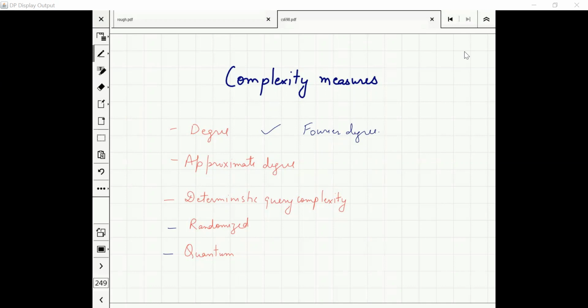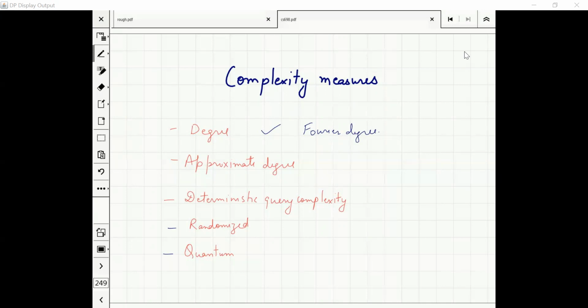No, I mean highest modulus non-zero Fourier coefficient. Correct. The size, maximum over the size of the set, right, whose Fourier coefficient is non-zero. Yes. Correct. That is the Fourier degree.